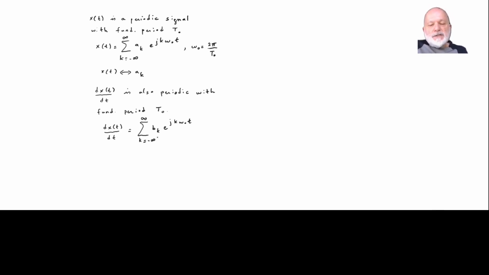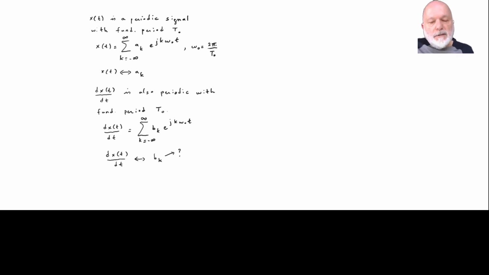So what is the relationship between bk and ak? First, in terms of our notation we use for Fourier series representations, dx by dt, the derivative of x of t, has the Fourier coefficients bk. So our aim is to find bk in terms of ak. Now, we can obtain the result very easily as follows.